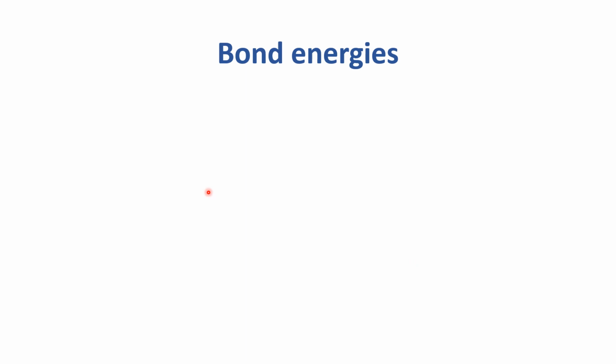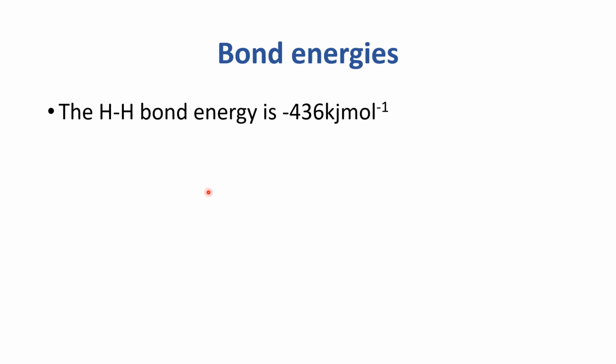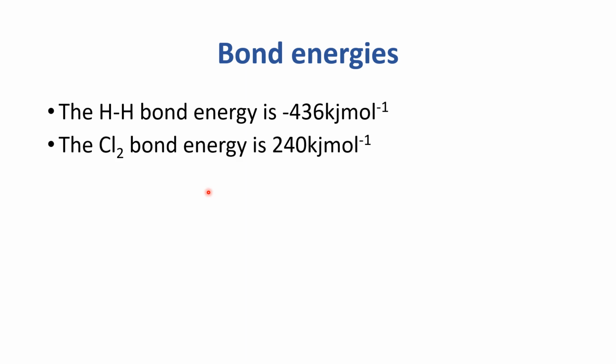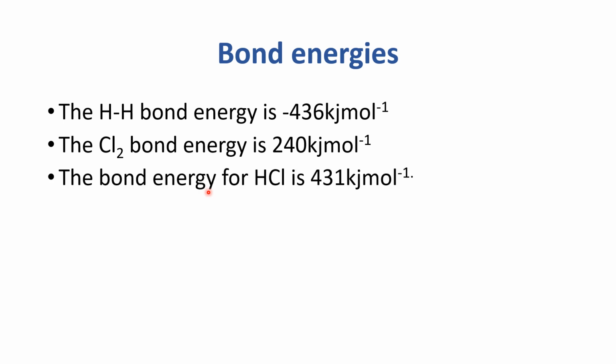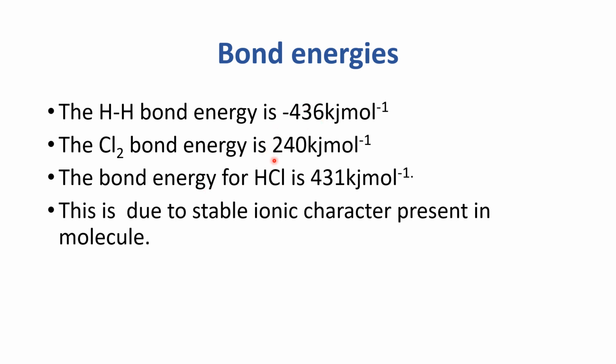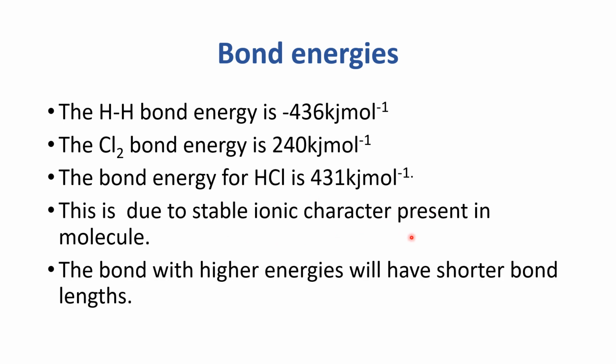Here we have the relation between the bond energy and the ionic character. H-H bond energy is 436 kilojoule per mole, जबकि Cl-Cl की is 240 kilojoule per mole. For HCl it is 431, जबकि इसको तो additive होना चाहिए था 436 और 240 का. The reason behind is the stable ionic character present in a molecule.